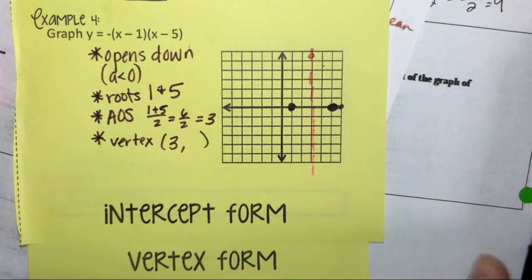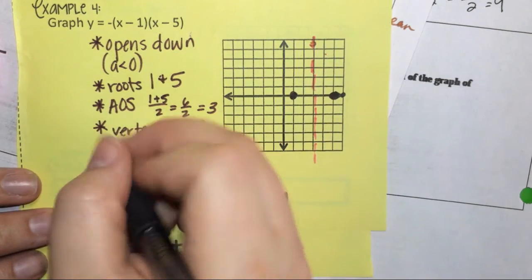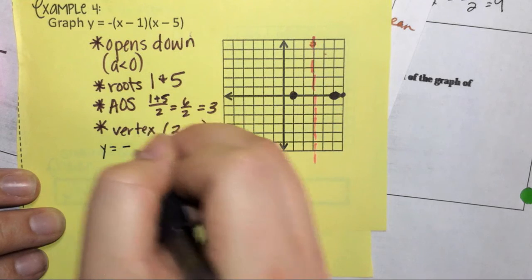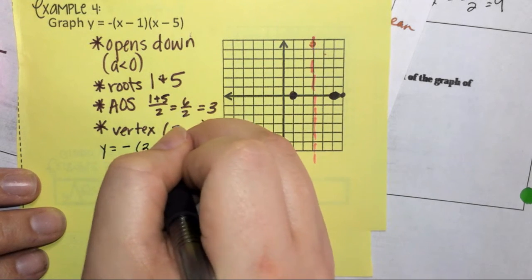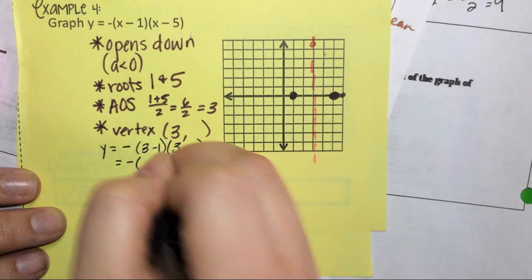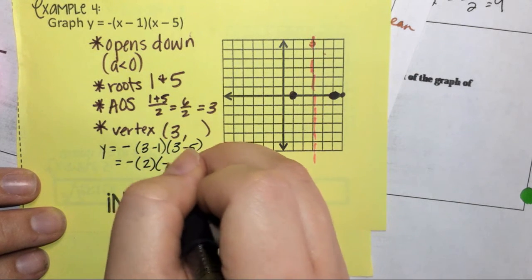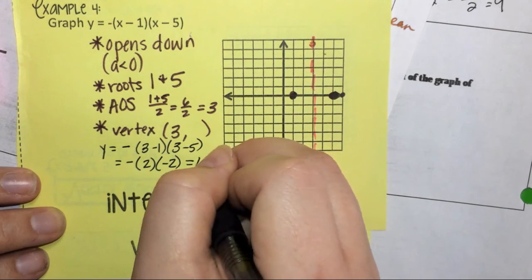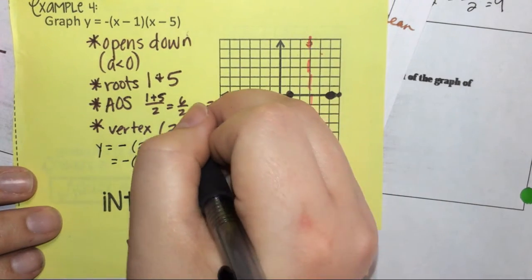That seems like a lot of work. I mean, I don't mind that. So y equals negative (3 minus 1)(3 minus 5). So I have 3 minus 1 is 2, 3 minus 5 is negative 2. So it ends up being a positive 4. So my vertex is at (3, 4).